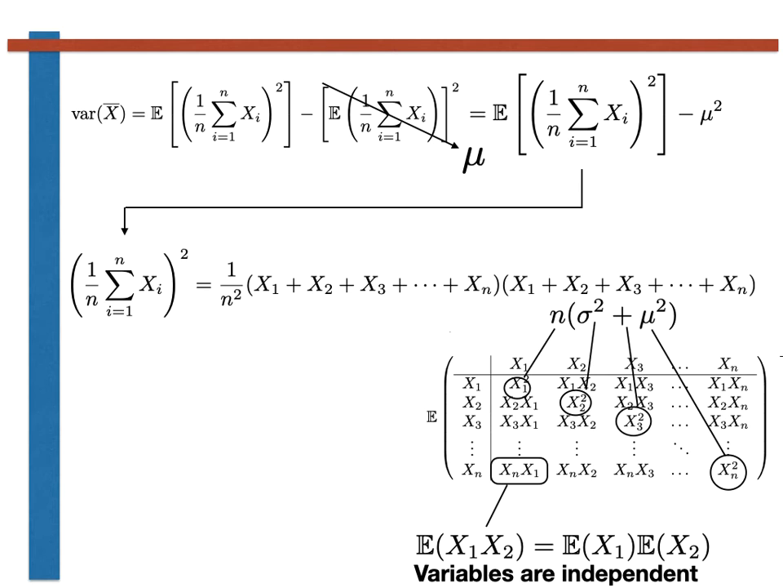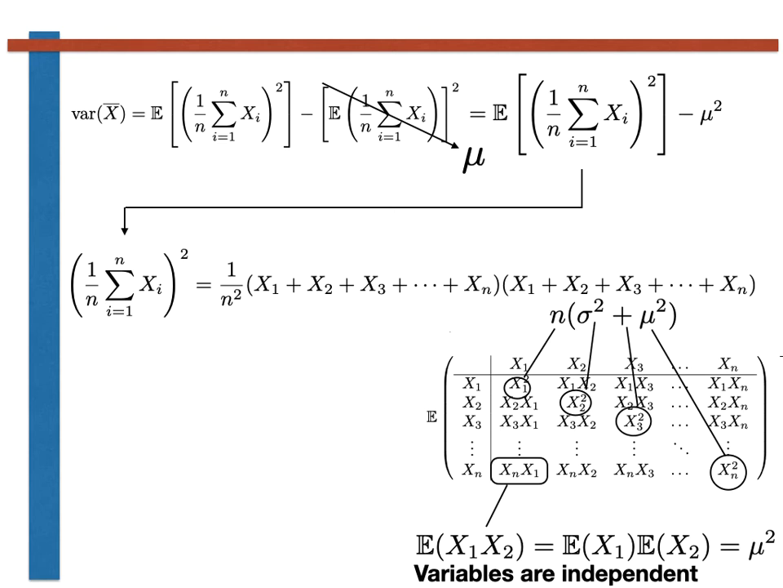Now consider this term here. The random variables are all independent, and thus the expectation of x1 times x2 is equal to the product of these two expectations. In addition, x1 and x2 are identical random variables as they both appear within a sample mean, and their expectations are thus identical and both equal to mu. This term is thus equal to mu squared.